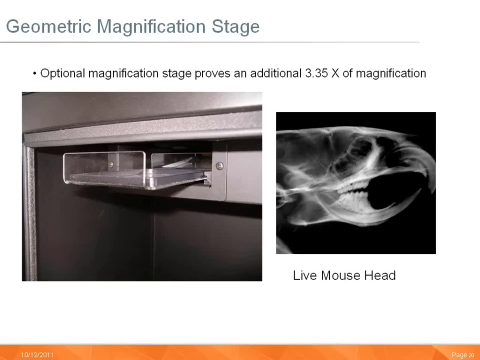The geometric magnification stage resides in the ceiling of the X-ray cabinet, directly adjacent to the X-ray source. A 3.35x magnification is achieved with X-ray when the sample is positioned in the mag stage. This stage is useful when looking for fine anatomical detail.